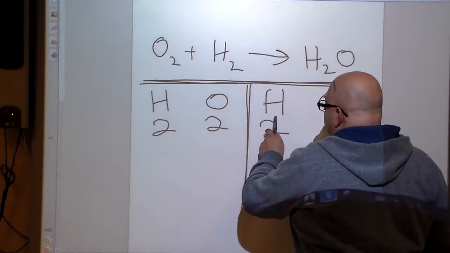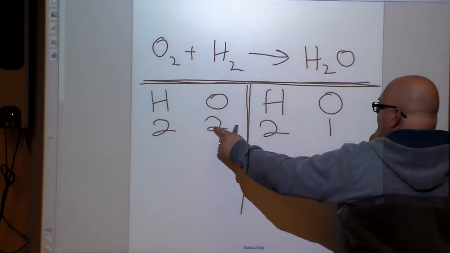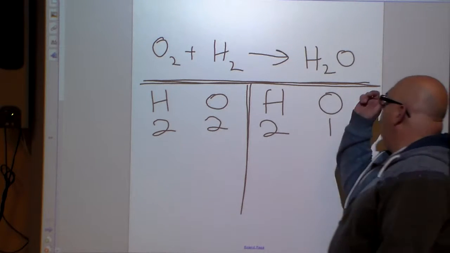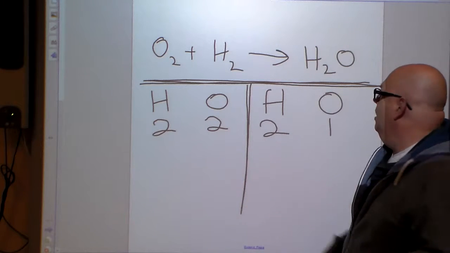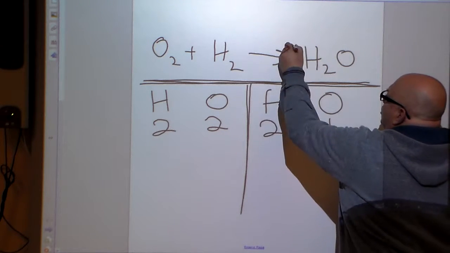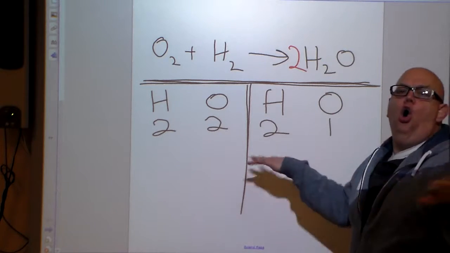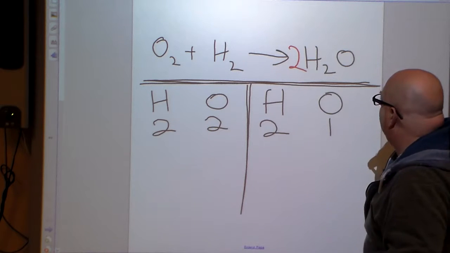So, how do we go about this? Well, I don't have to mess around with the hydrogens. They're balanced out. But I look at the oxygens. I've got 2 on this side, 1 on this side. Now, what number does 2 and 1 go into evenly? Oh, it would be 2. So the only thing I can do is put a 2 here. This is called a coefficient. That's the only thing you change when you're trying to balance out the reactions.